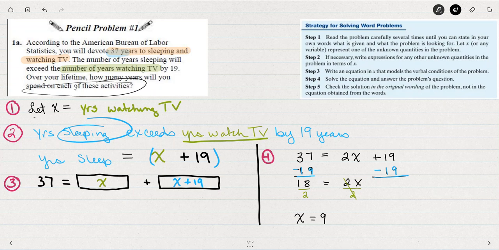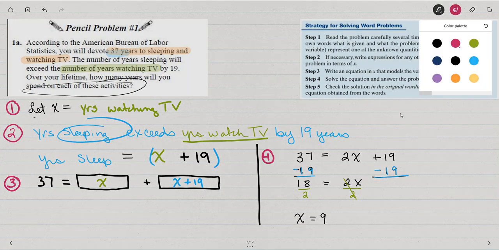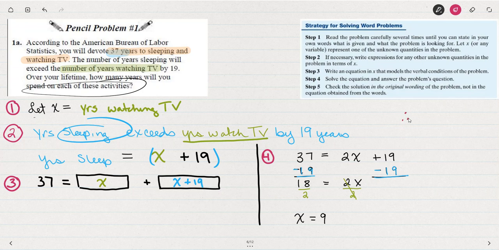So we need to finish with the final answer, and that final answer would be, therefore, over your lifetime, we will spend about 9 years. And x was watching TV.